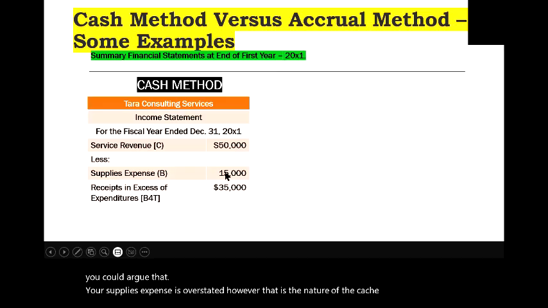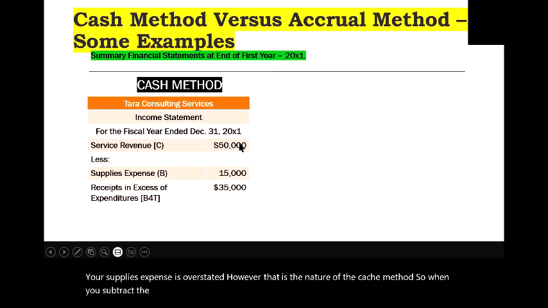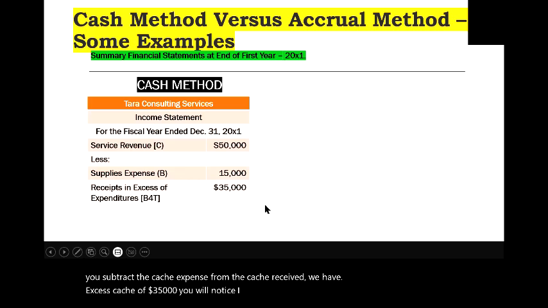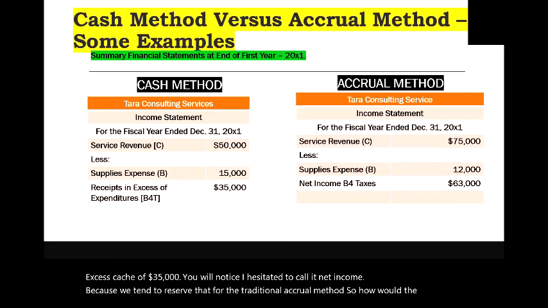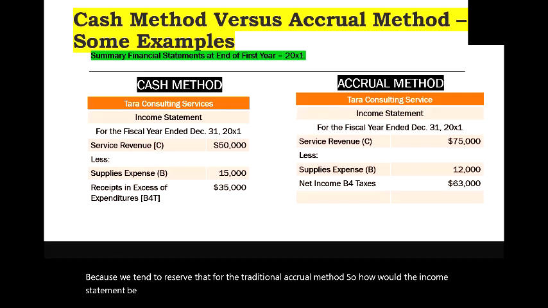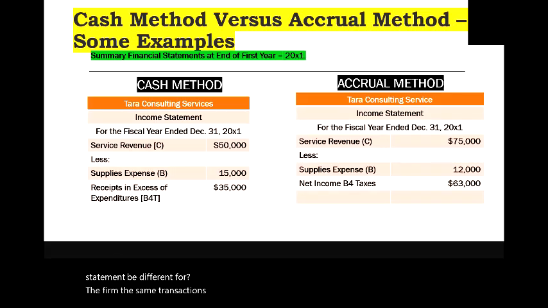So when you subtract the cash expense from the cash received, we have excess cash of $35,000. You will notice I hesitated to call it net income because we tend to reserve that for the traditional accrual method. So how would the income statement be different for the firm? The same transactions, but they use the accrual method.